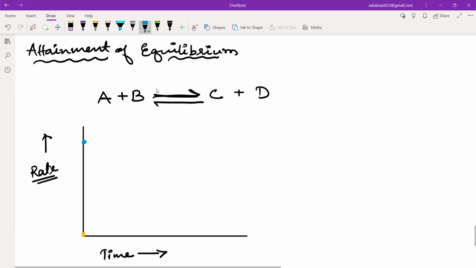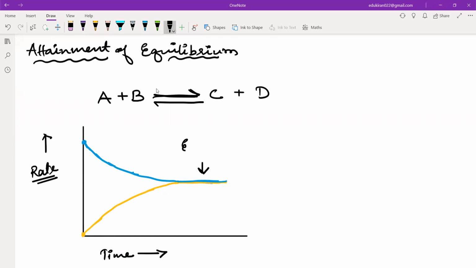So slowly what will happen? The rate of forward reaction is very high initially, but as soon as the reactant gets consumed, slowly the rate of reaction will also decrease, and it will achieve a constant value like this. Similarly, as the products are being formed, the rate of backward reaction will increase. Now, when the rate of backward and forward reaction have achieved the same value, we will say that this is the equilibrium state.